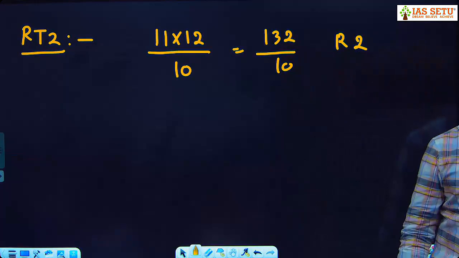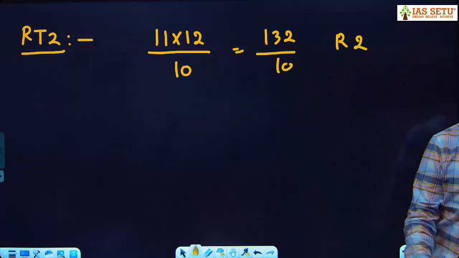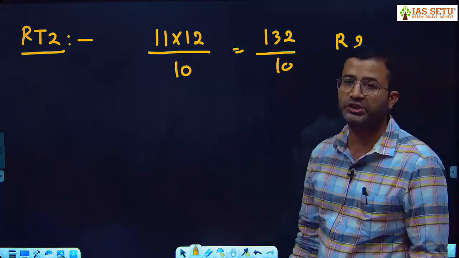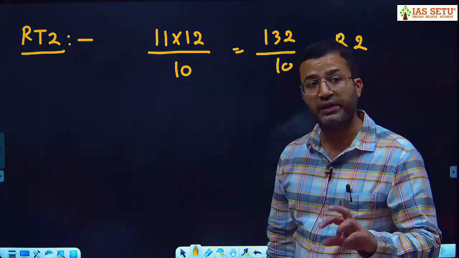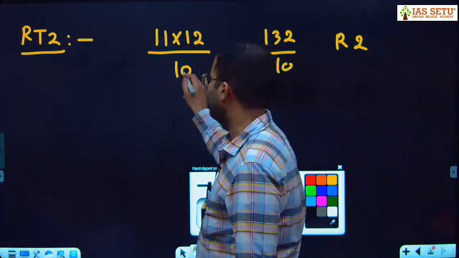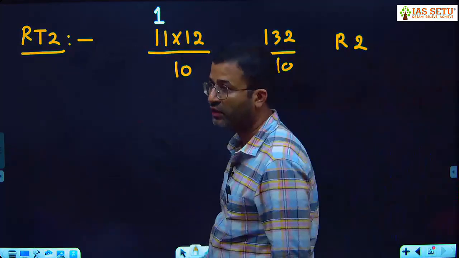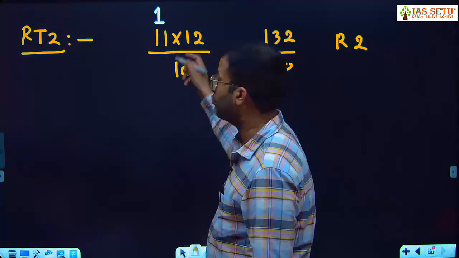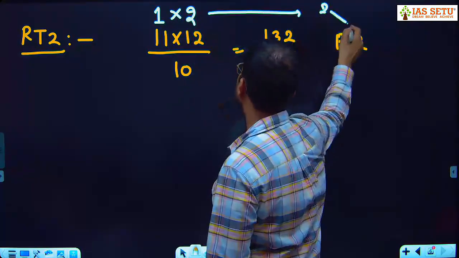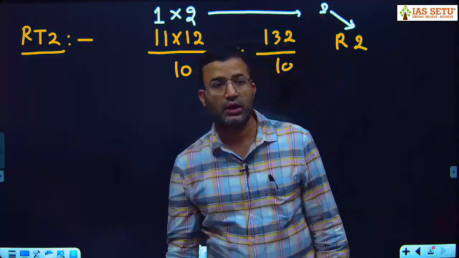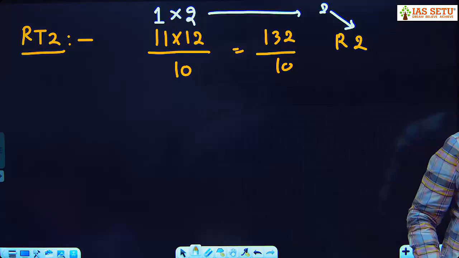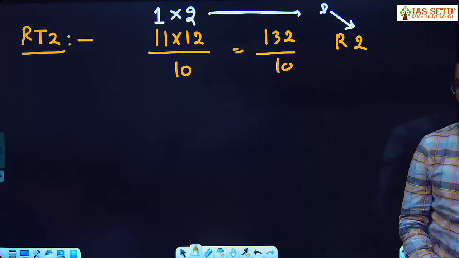But as we have done in remainder theorem 1, here also remainder theorem 2 suggests no need for multiplication. Here remainder theorem is applicable for multiplication also. We can take individual remainder. 11 with respect to 10 give remainder 1. 12 when you divide by 10 you get remainder 2. Symbol is multiplication. 1 into 2 we get the same answer. So here no need to multiply. You take individual remainder and you multiply individual remainder. That gives the same answer.